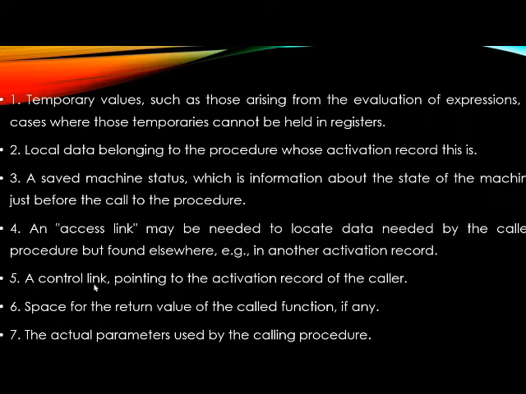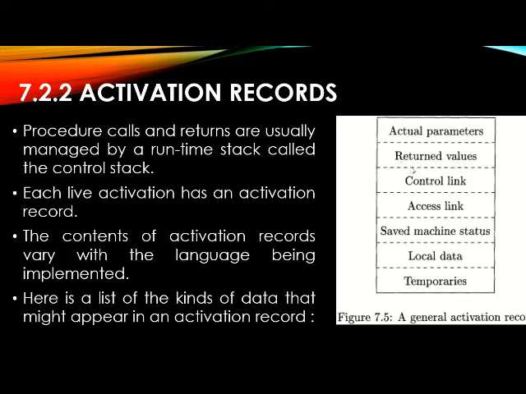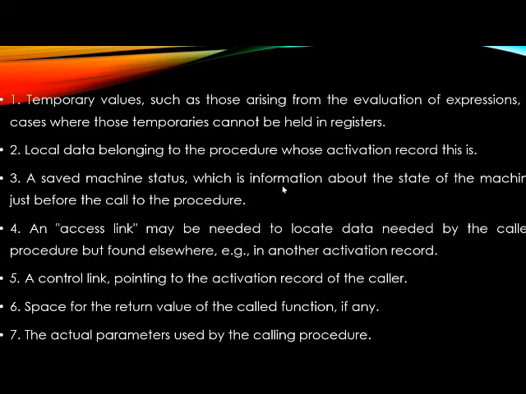The control link is nothing but a pointer which provides the data related to the caller function. And next, the space for the return values. This provides memory space to store the several return values by the called functions. So these called functions return some values, and those return values can be stored in this memory location.